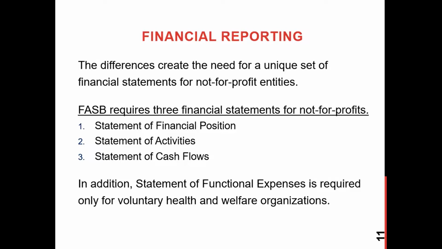But in addition to these three financial statements, for health and welfare organizations, they need to prepare another statement, which is called the statement of functional expense. It is especially required by the health and welfare entities, and we'll see some examples at the end.